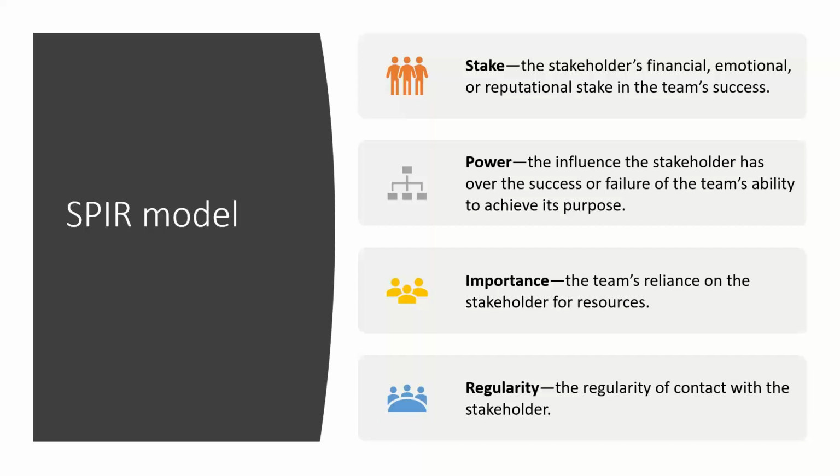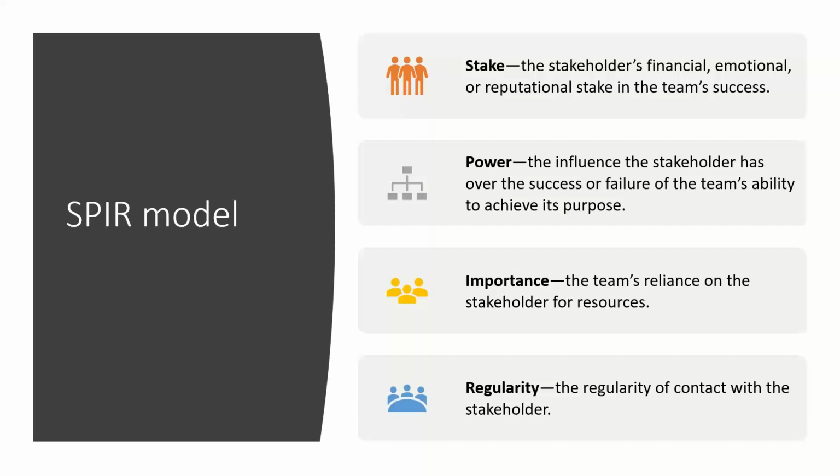And the final thing is that you might look at the regularity, and that is the regularity of contact you have with the stakeholder. Because the more contact you have with the stakeholder, the more potential there is for misunderstanding. So if you've got a weekly contact or even a daily contact with a stakeholder, then apart from anything else, you're probably relying on them quite a bit. But of course, if things go wrong, it can be quite a problem.